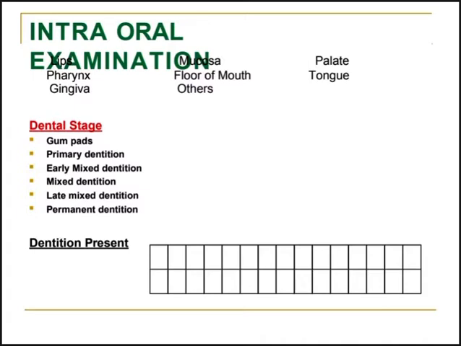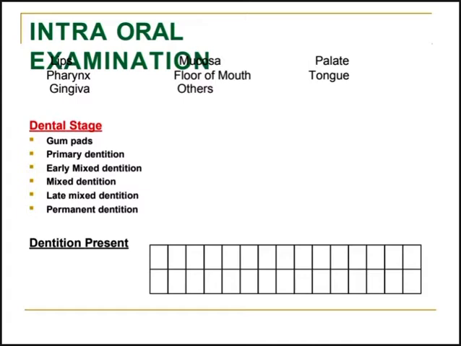Then tongue, you will see whether there is inflammation of the tongue, glossitis, or there is a tongue tie or anything. Palate, for young children, we see whether there is cleft palate. For lips, we can see cleft lip. So all these things. If you are examining now and you do not find anything, what will you write? You will write it as normal or no abnormality detected.